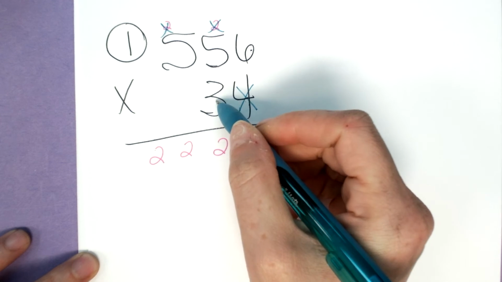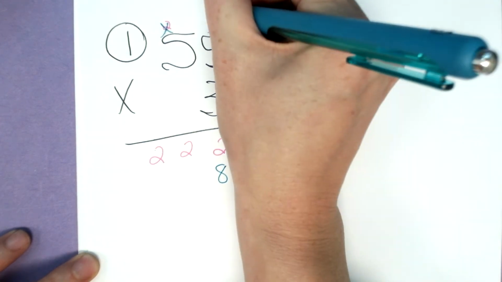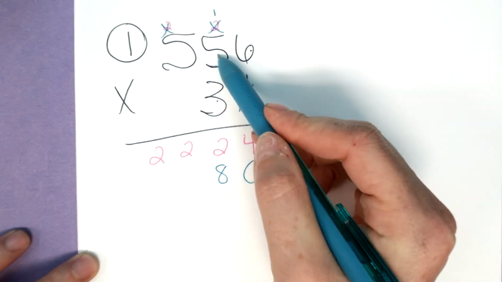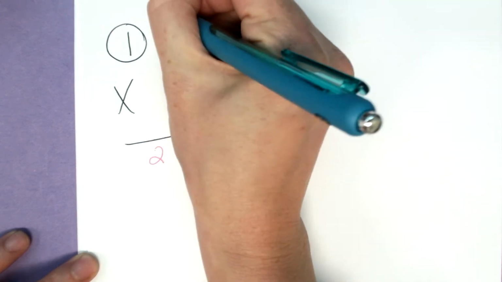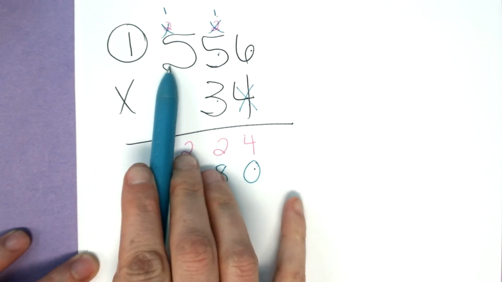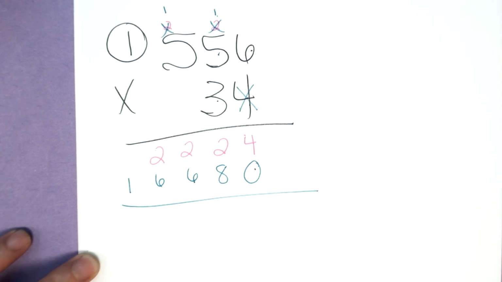And I'm going to start at my 3 now. What's 3 times 6? 18. Write your 8, carry your 1. 3 times 5 is 15, plus 1 is 16. All right, now we need to add all that up.